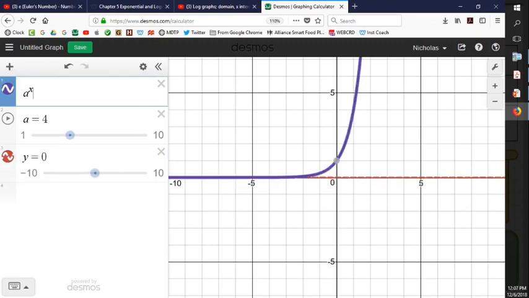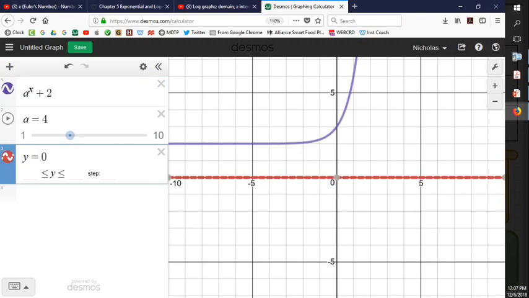Now, let's shift this exponential function. If I shift this exponential function up, that's what it looks like. We've worked with h, k a lot. 2 would be your k. Now, is the asymptote still at 0? No, it's not. What is my asymptote now? My asymptote is 2, because the whole function shifted up 2.